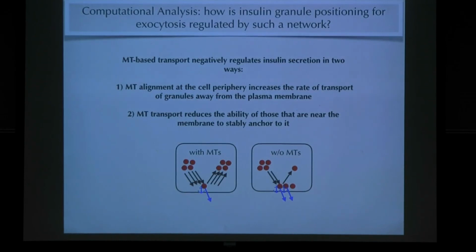So these are the main conclusions from the model. One is that microtubule alignment is the crucial mechanism needed to withdraw granules from the periphery, and that microtubule transport not only positions granules within the cell, but also controls whether they dock to the membrane or not.